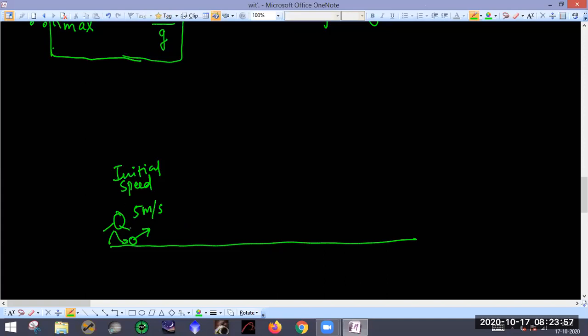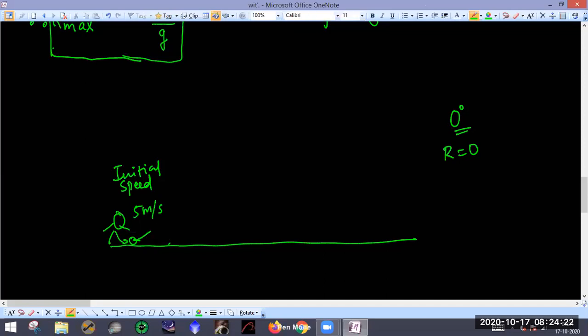So what you could do is try it at different angles. Suppose one time you try it at 0 degrees. At 0 degrees it won't go up at all. It will remain on the ground only. It will move like this. So in that case the range is 0, because it just fell down right away.